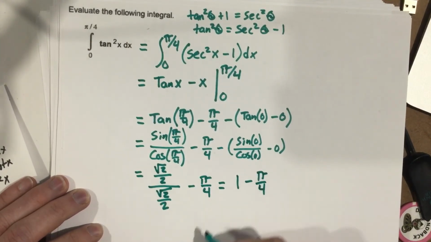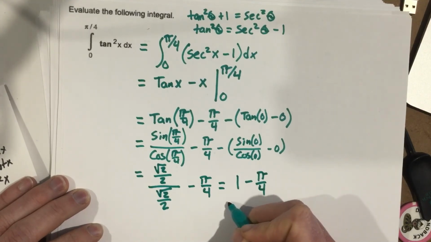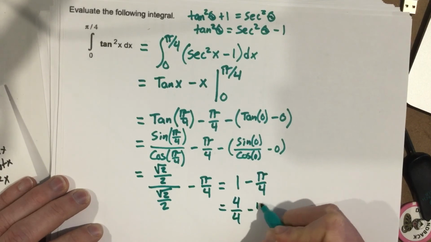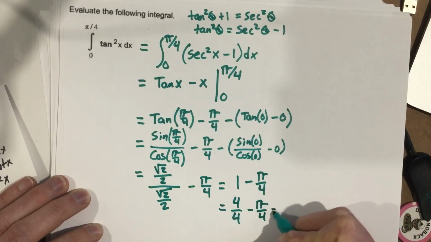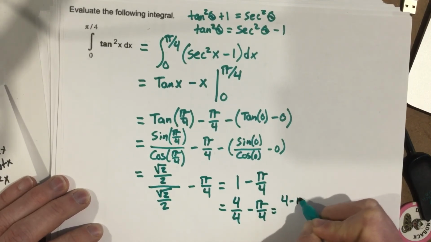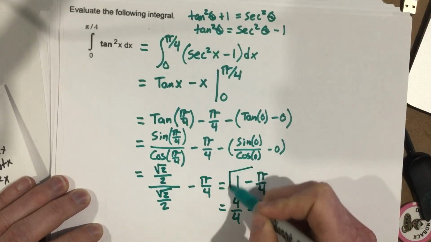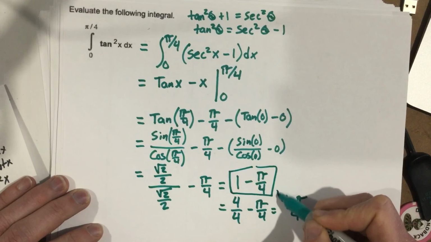And they'll probably want this combined together, so we can make this 4 over 4 minus pi over 4, and write that as 4 minus pi over 4. So they'll probably either take this answer or they'll take this answer.